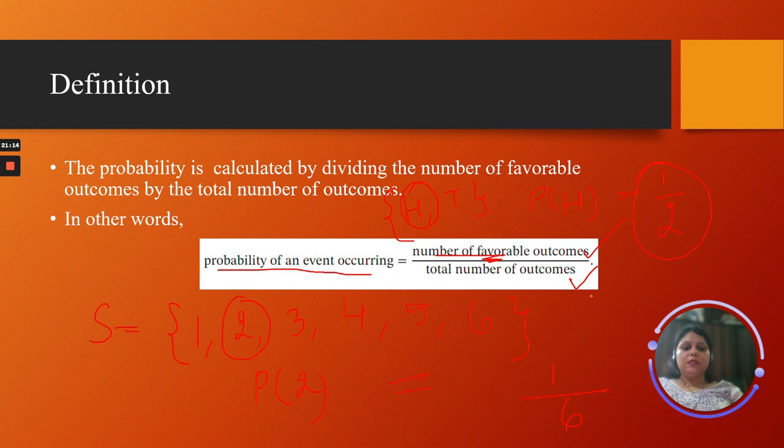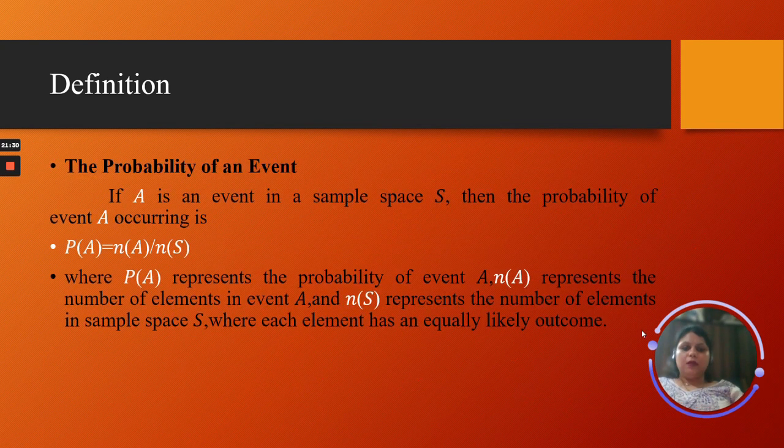Okay, that is just the formal definition of probability. So the probability of any event A, defined by P(A), is equal to the number of outcomes favorable to A divided by the total number of outcomes in the sample space. So this is the probability of an event.